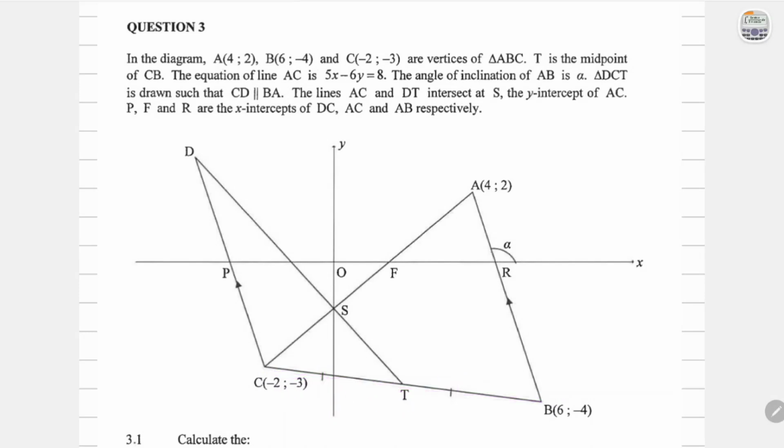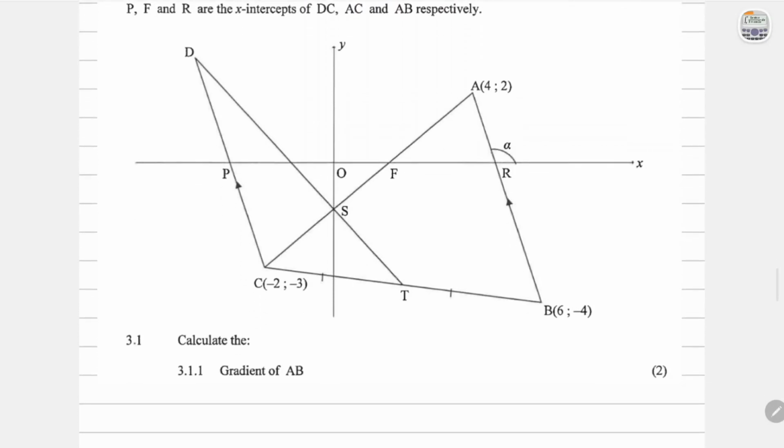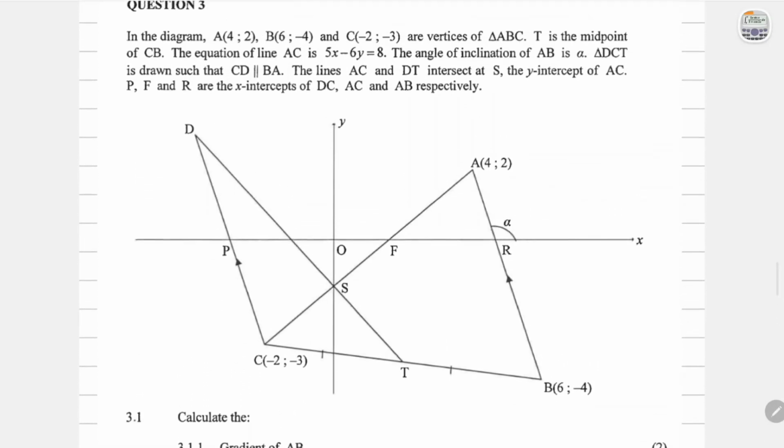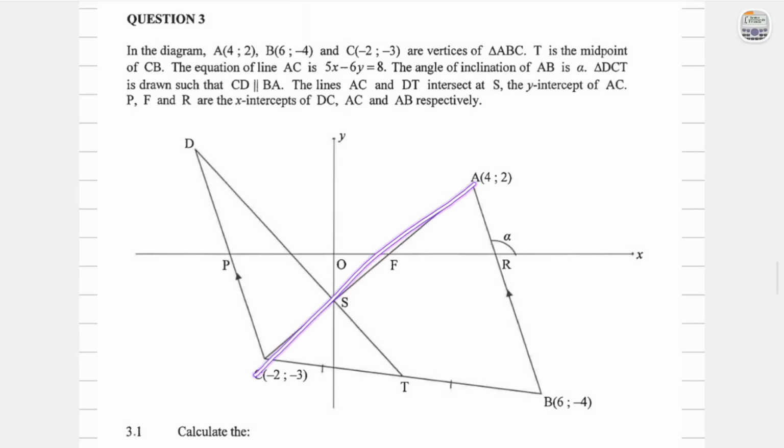And then they tell us that the equation of AC is 5x minus 6y is equal to 8. It's just not in its standard form, but we have the equation of AC over there. We should probably put that down. So AC is 5x minus 6y equals 8. Then they tell us that the angle of inclination of AB is alpha, the angle it creates with the x-axis.